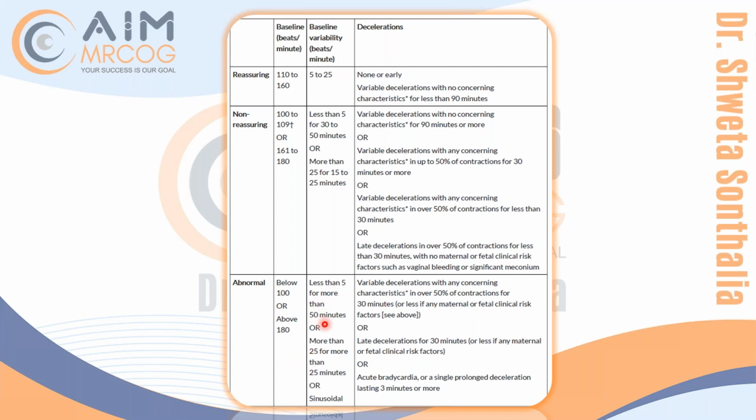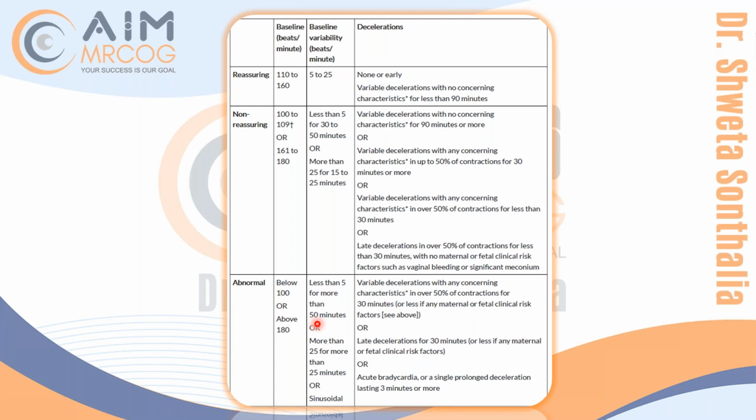So baby sleep cycle. Sleep cycle doesn't exceed more than 50 minutes. That's why this limit. Usually they say 40 minutes baby sleep. So they have maximum kept it 50 minutes. So if less than 5 for more than 50 minutes, and the problem is in exam, they are not going to give you 50 minutes trace.